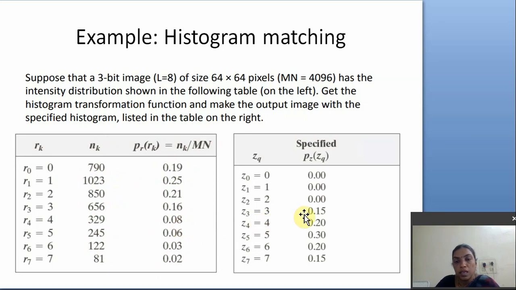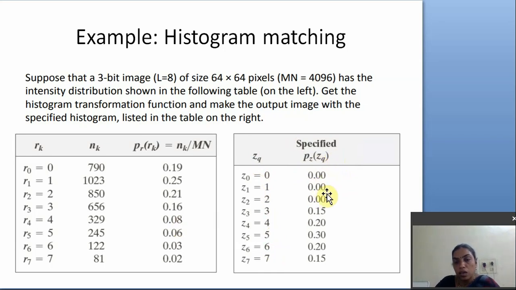And then here we should consider the specified histogram. So this table is given, with zq and Pz of zq. This is the specified histogram. Now zq is 0, 1, 2, 3, 4, 5, 6, 7, and Pz of zq is like this.